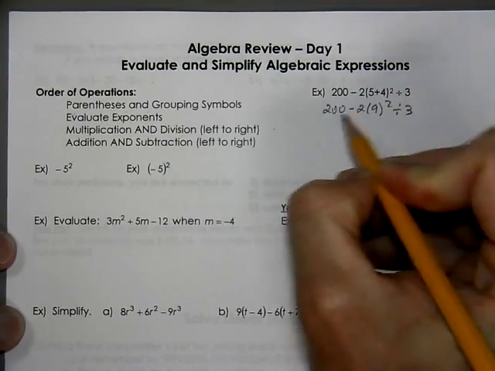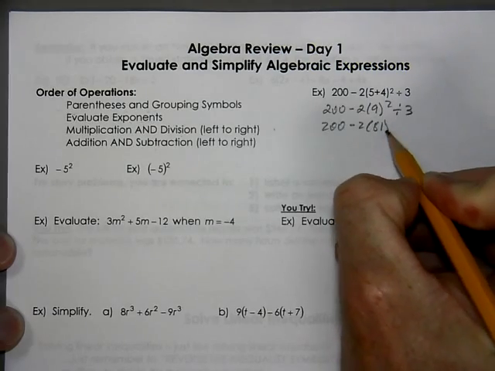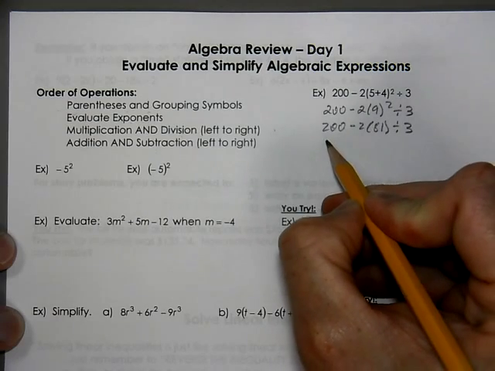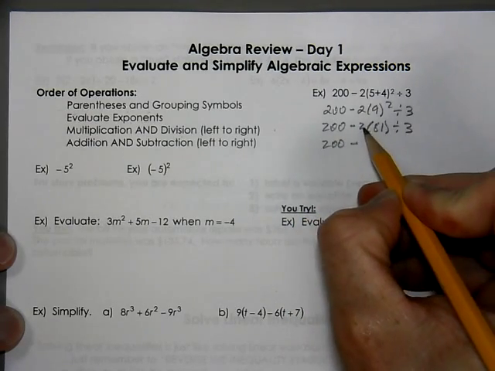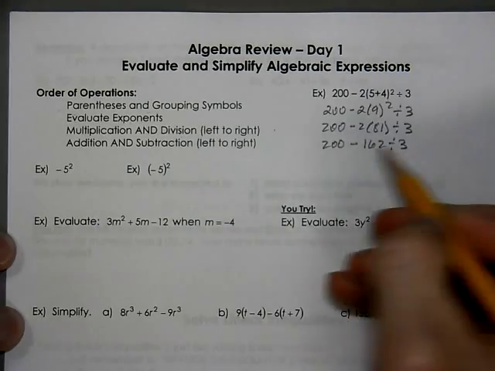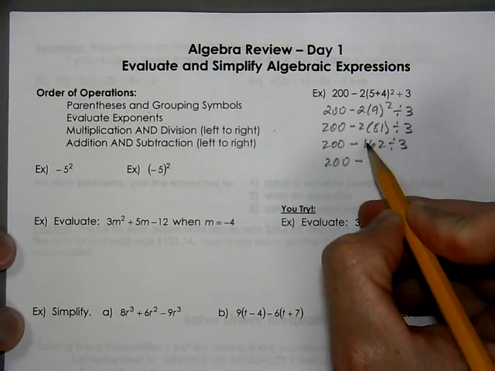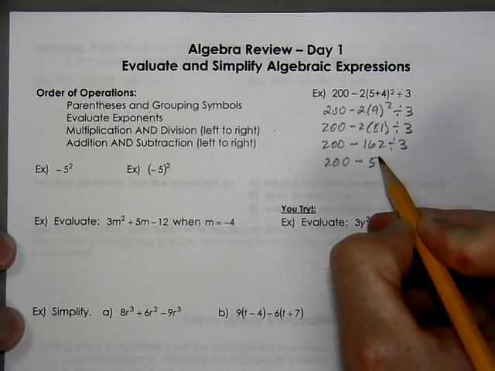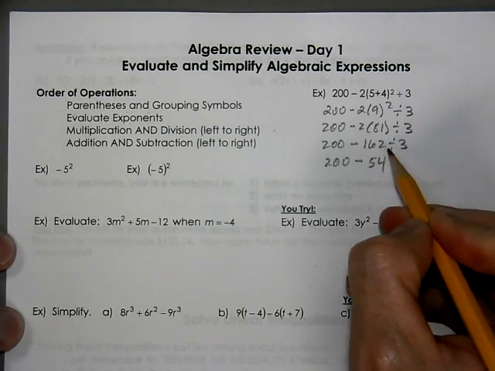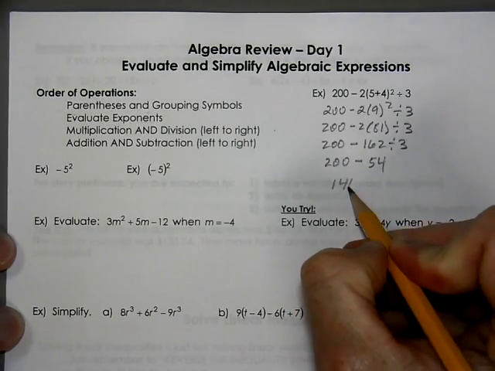You do what's inside the parentheses first. Then you have to square it, which is 81. Then we multiply minus 162 divided by 3. We divide 3 into that, which goes in there 5 times, so it's 54. 3 goes into 16 5 times with 1 left over, goes into 12 4 times. And we can subtract that to be 146.